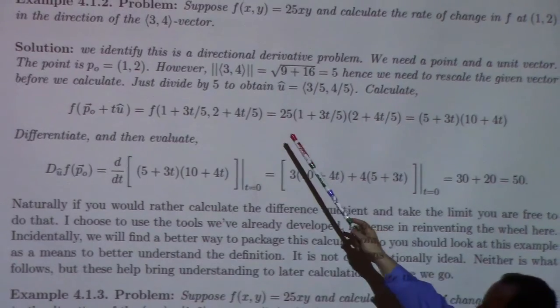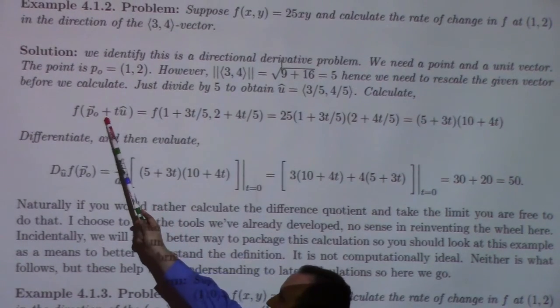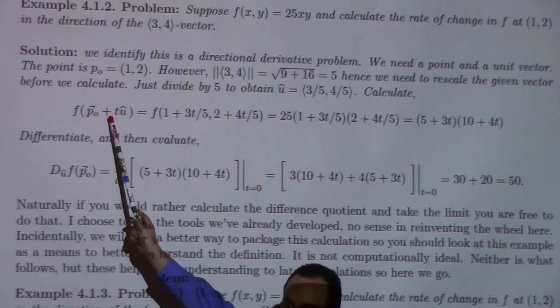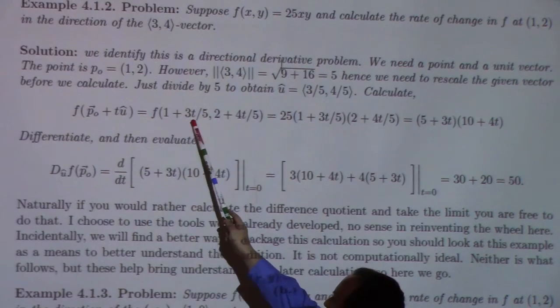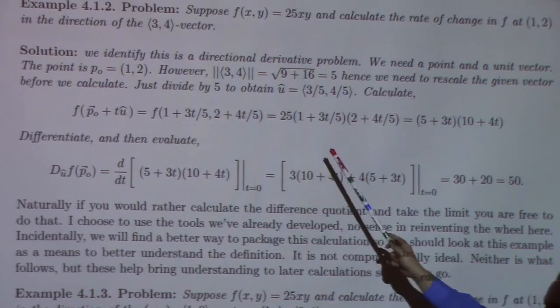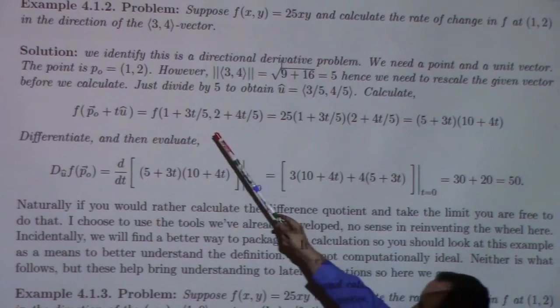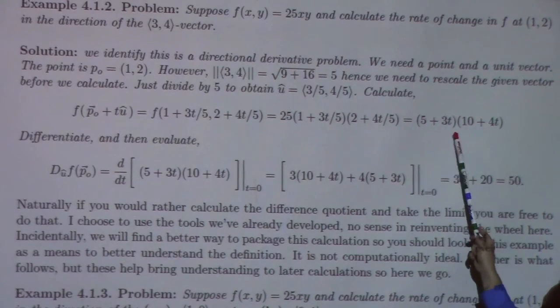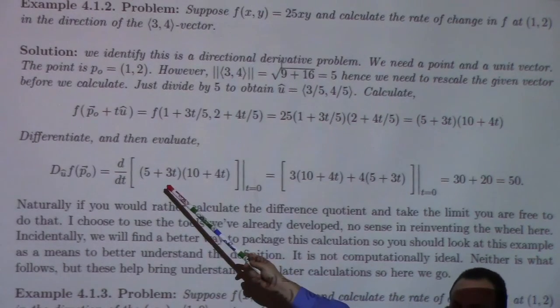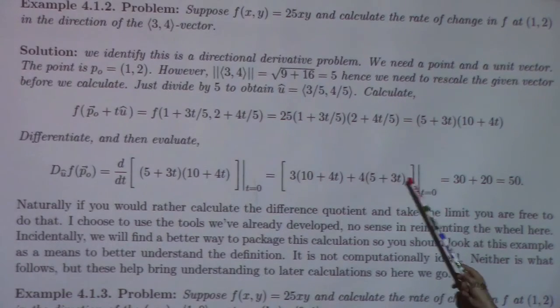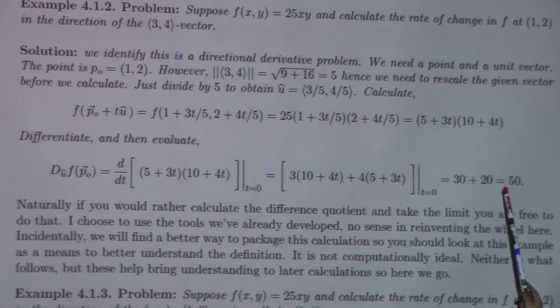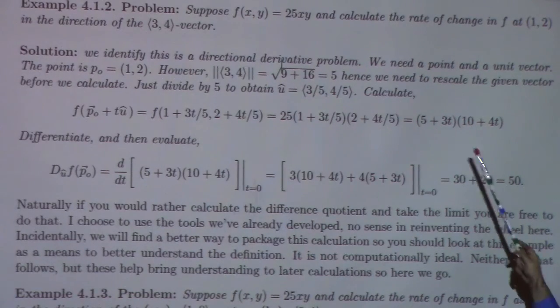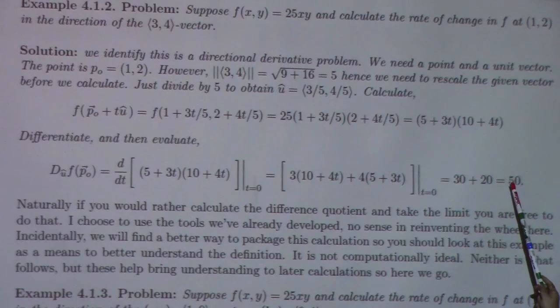Then I look at f along the line based at p naught with direction u hat. That gives me 1 plus 3t over 5, comma 2 plus 4t over 5. I plug this into the formula for x and y. It gives me 25 times this stuff, which gives me this lovely formula. Then I differentiate. Differentiating gives me 30 plus 20 once I plug in t equals 0. So the directional derivative of this function in the 3, 4 direction at the point 1, 2 is 50.